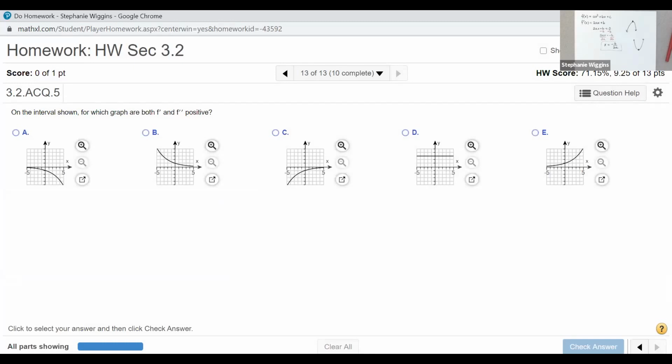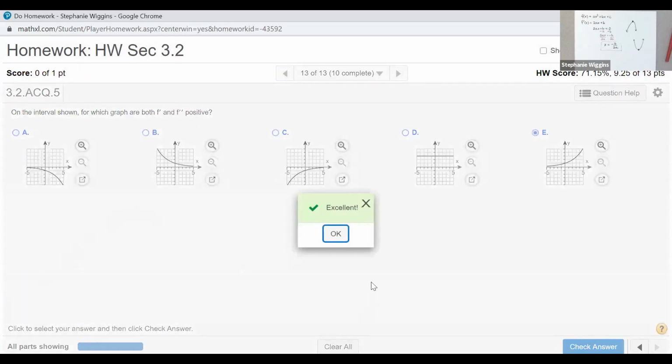And finally, the very last problem, we want to find on the interval shown for which graph are both f prime and f double prime, in other words, the first and second derivative, positive? Well, the first derivative being positive means that we have an increasing function. These two functions are decreasing, and this one is constant. So C and E are the only ones with a positive first derivative. C has a negative second derivative because it's concave down, and E has a positive second derivative because it's concave up, so E is the correct choice.